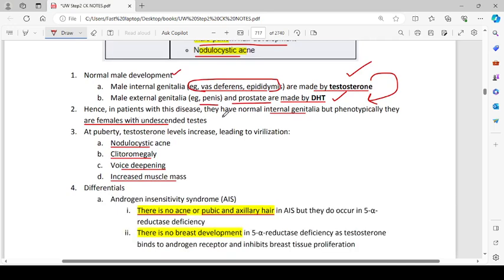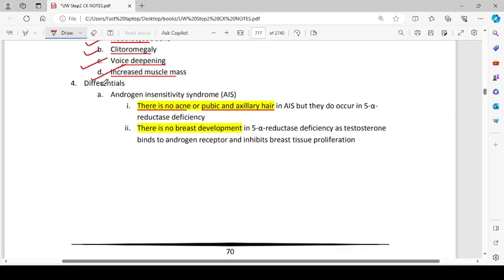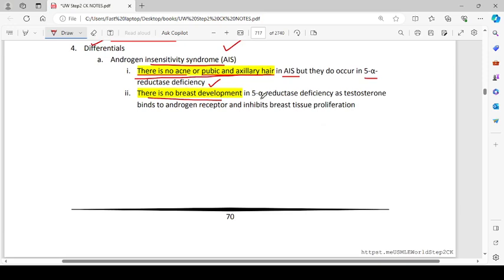Hence, in patients with this disease, they have normal internal genitalia, but phenotypically they are females with undescended testes. At puberty, increased testosterone levels lead to virilization. There will be nodular cystic acne, clitoromegaly, voice deepening, and increased muscle mass. Differentials include androgen insensitivity syndrome. There is no acne or pubic and axillary hair in androgen insensitivity syndrome, but they do occur in 5-alpha reductase deficiency. There is no breast development in 5-alpha reductase deficiency, as testosterone binds to the androgen receptor and inhibits breast tissue proliferation.